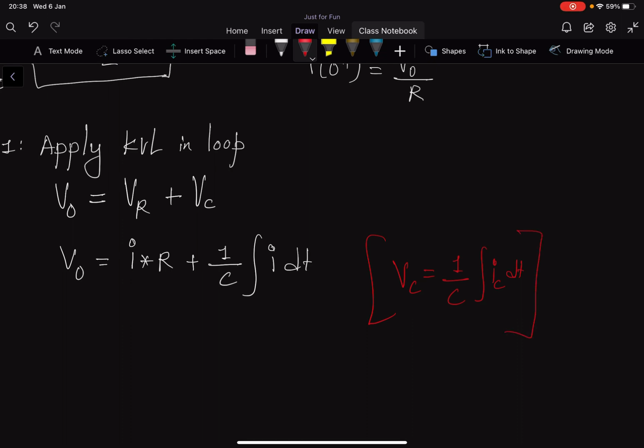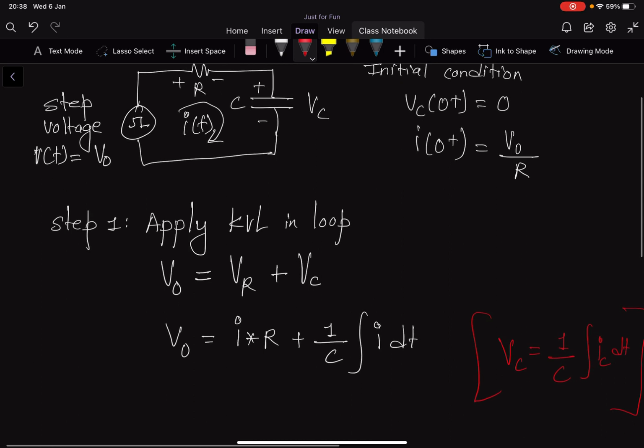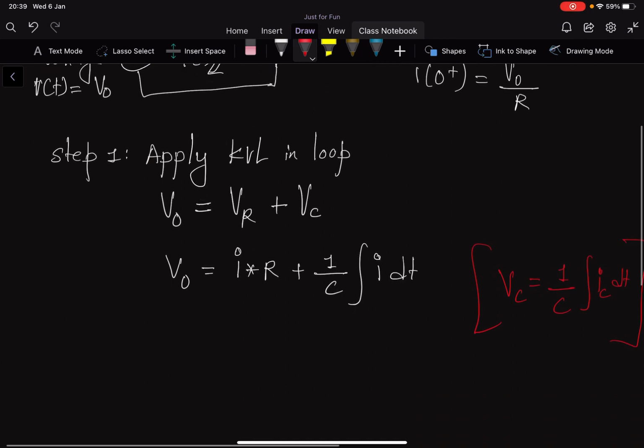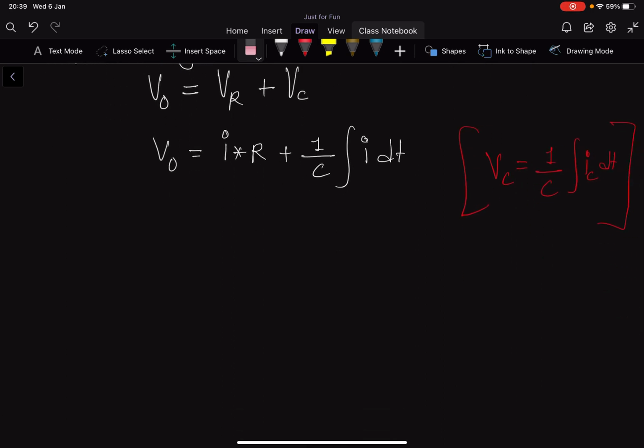Now, since the current going through the capacitor and the current going through the resistor is the same, I have represented this as I. You can see it there as I, so I haven't represented this as IC. Next, to simplify this, we have to differentiate on both sides.